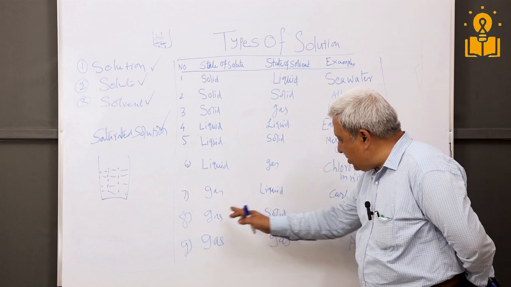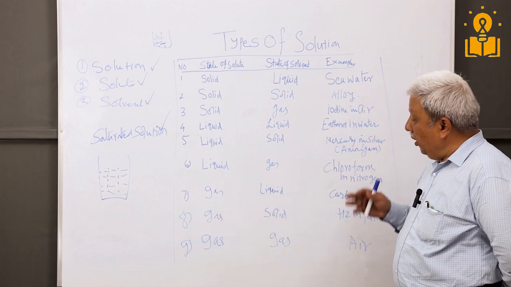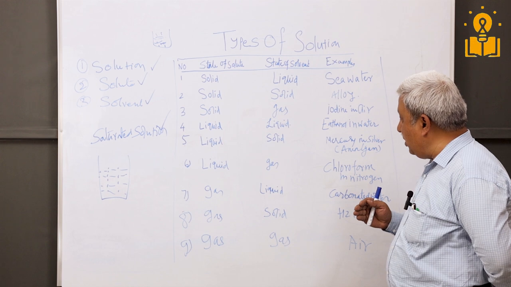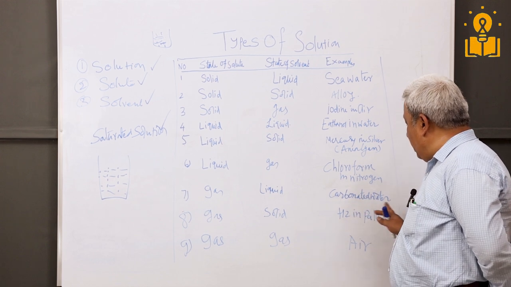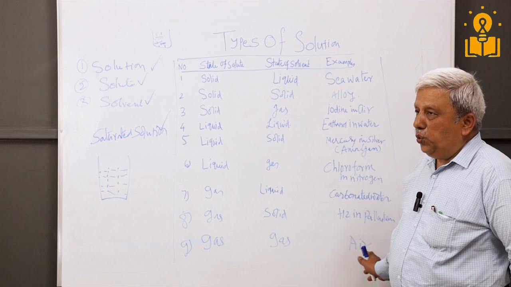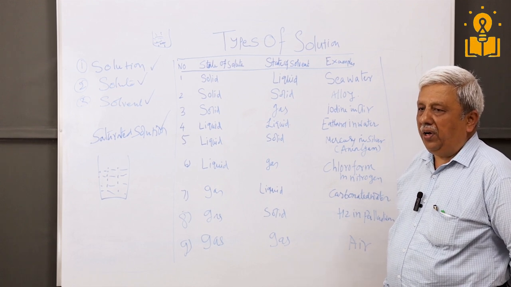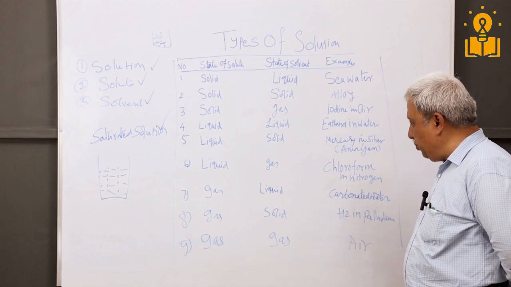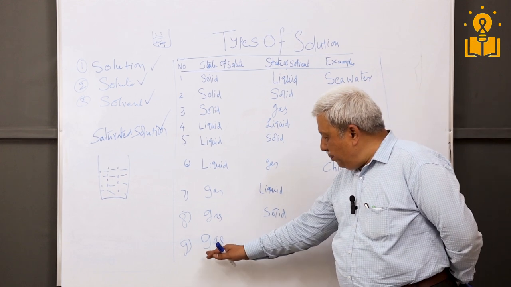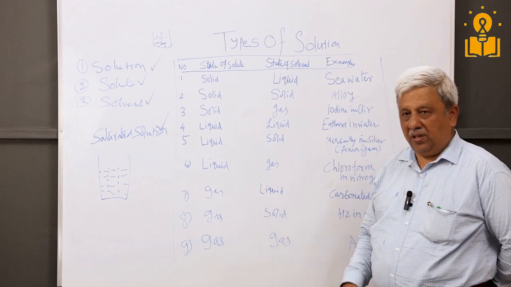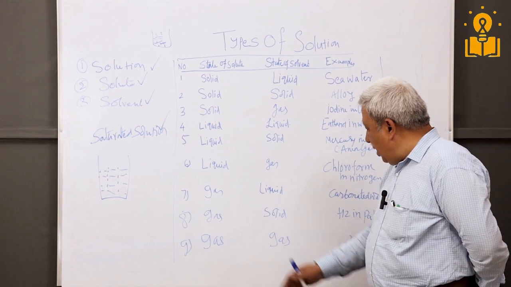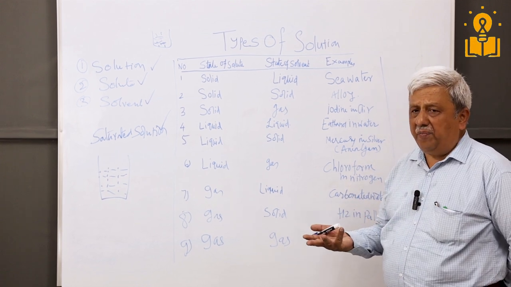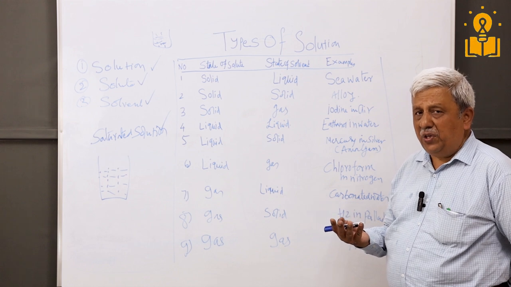Then next, gas in solid. In this the solute is gas and the solvent is solid, and that is H2 in palladium. This is something we use in the hydrogenation of oil to prepare ghee or dalda, that is vanaspati ghee or dalda. For this we use it. Then finally, mixture of gas in gas. There are so many examples, but a very common example is air. The air is a mixture of several gases, as we know.